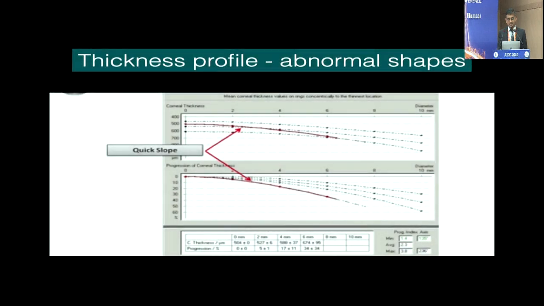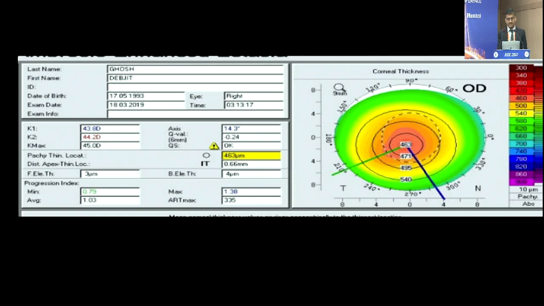So here you can see an abnormal shape where there is a quick slope where it dips before the 6 millimeter zone. So definitely there is a fast thinning that is happening here. The point which I was telling you, the thinnest point elevation, these values you can get from here.